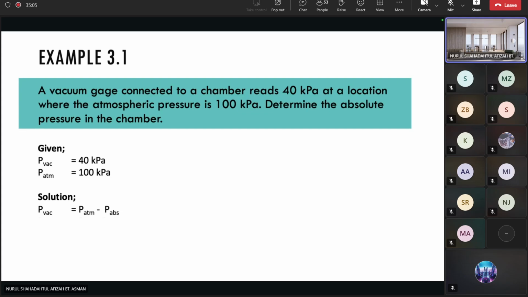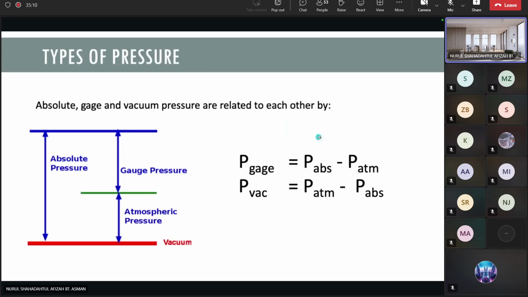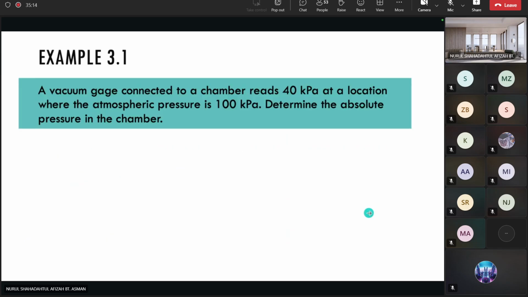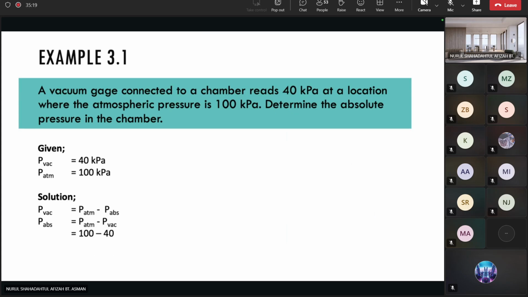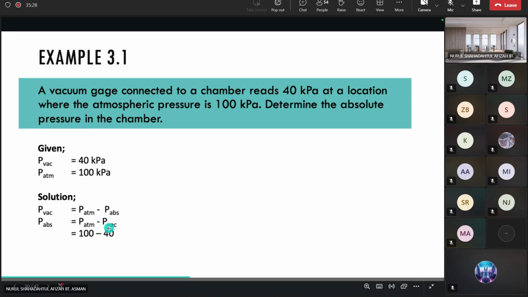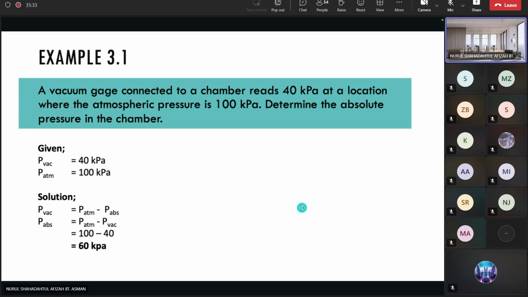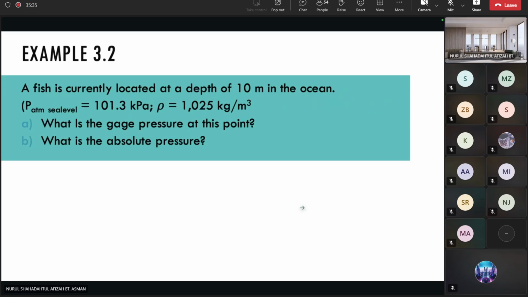So P vacuum equals atmospheric minus absolute. This one, from just now. Atmospheric minus absolute. So we need to find the absolute pressure in the chamber. So absolute equals atmospheric minus vacuum. So 100 minus 40, the absolute is 60 kilopascal. So that one is a direct question.